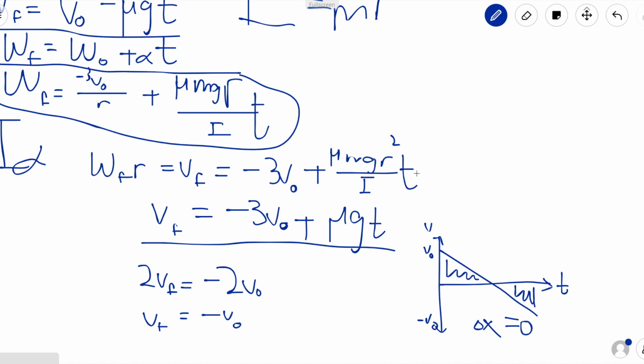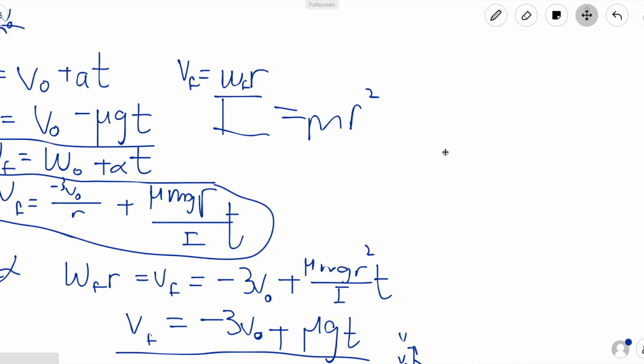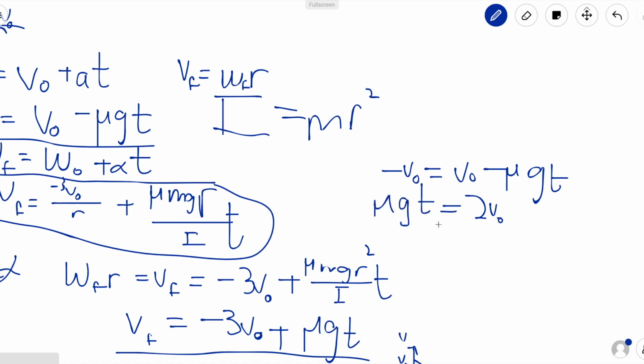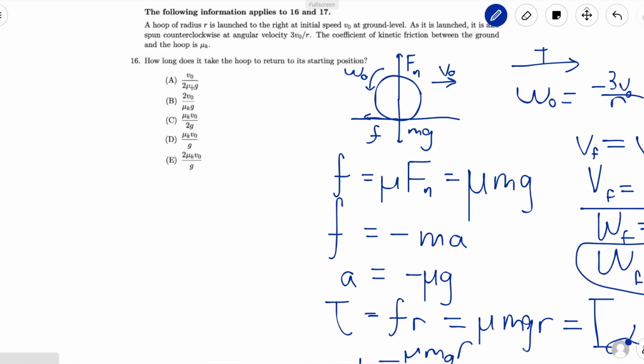So all we pretty much need to do is solve for t. We can use any of these equations to solve for t, but I'm going to use the first one: vf equals v0 minus mu gt. Since vf equals negative v0, we get negative v0 equals v0 minus mu gt. Now if we add v0 on both sides and add mu gt on both sides, we get 2v0 equals mu gt. Solving for t, we get t equals 2v0 over mu g. Now looking back at our answer choices, we see that this is in fact an answer choice, so we circle it and we're done.